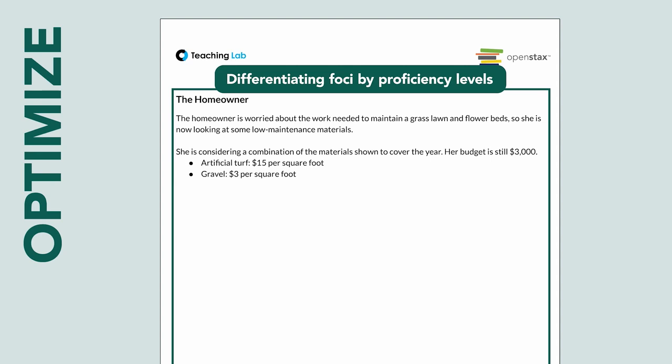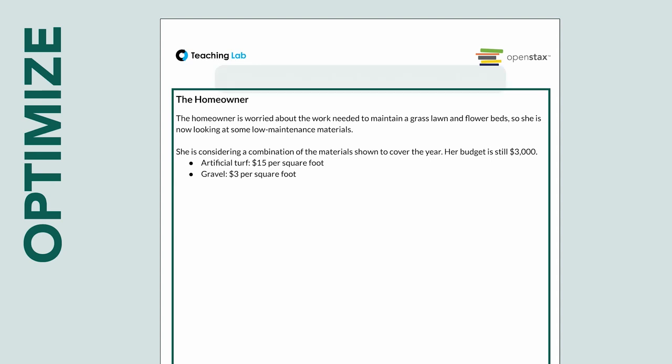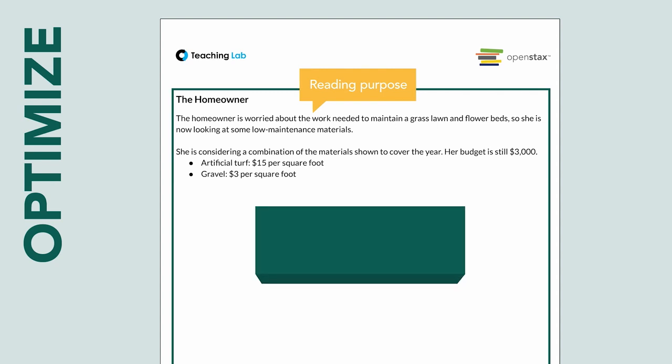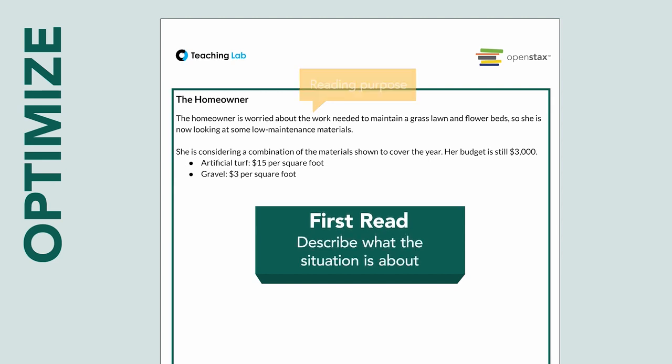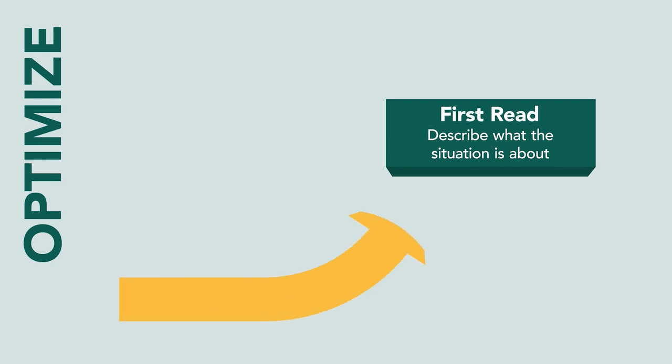Foci are differentiated by proficiency levels. Recall that we first presented the task by sharing the purpose with the students. Then, the teacher implemented the first read. Afterwards, the teacher had students describe what the situation is about. To optimize the routine, differentiate the questions to provide an on-ramp for students who may struggle to respond.